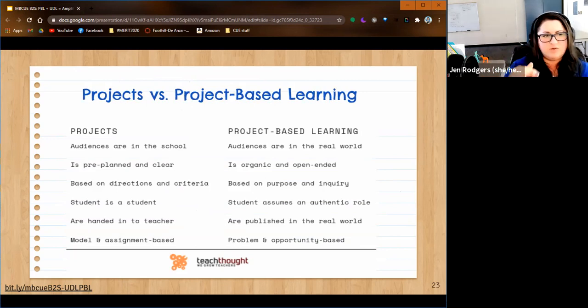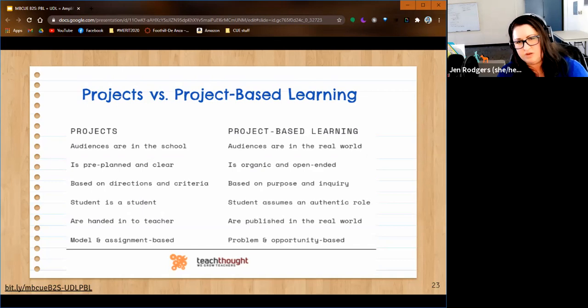It's set, right? And when they're done, they turn it in to the teacher, and maybe their classmates see it and maybe they don't. But then that's kind of where it ends, right? So you made a poster and you did well and you turned it in and you're proud of it. But then what? Right? But project-based learning is where you go beyond that.